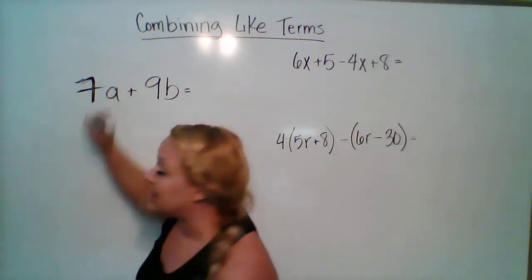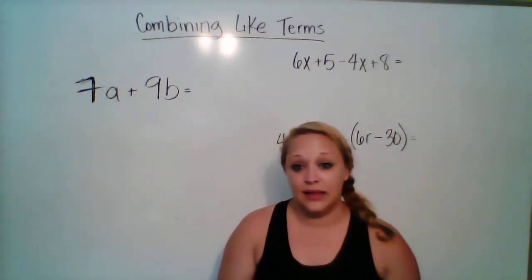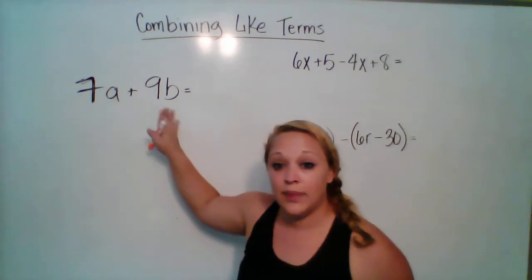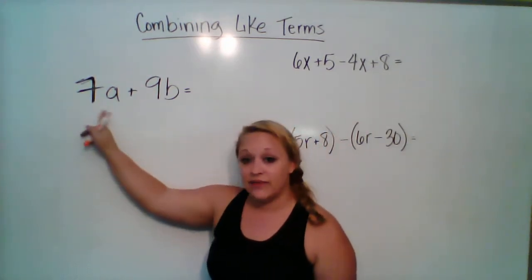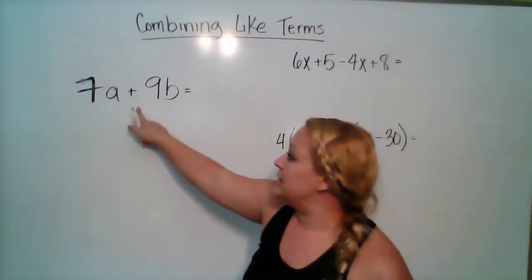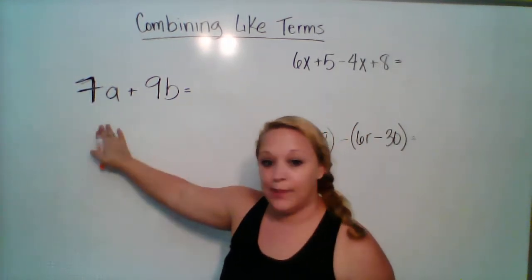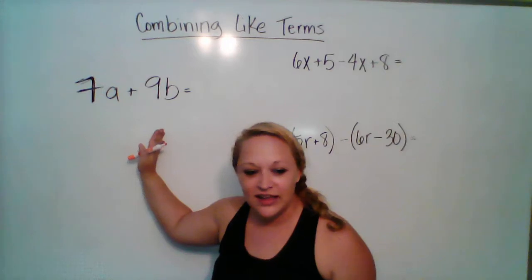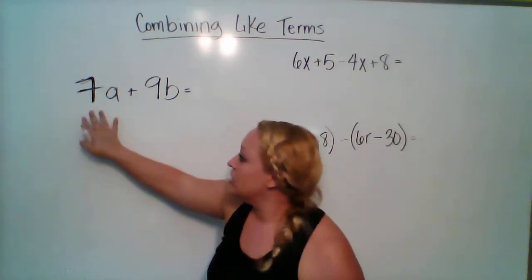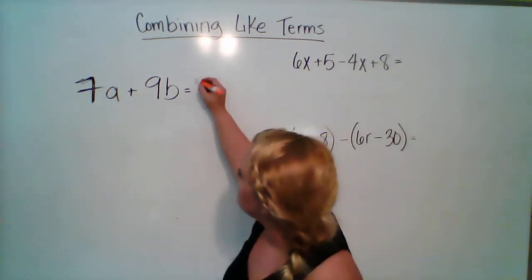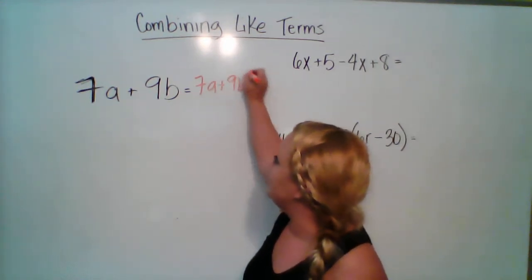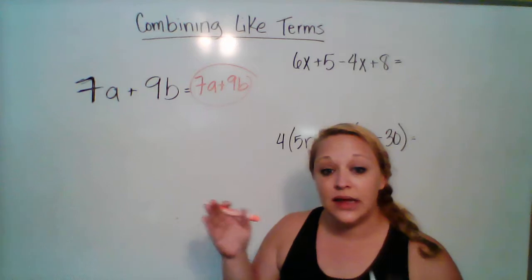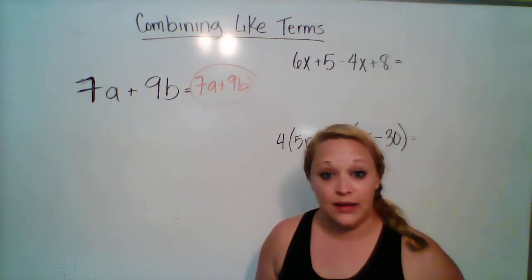But you can't. The reason you cannot add them is because an A cannot combine with a B. You can think about it like fruit. This means I have 7 apples, and this means I have 9 bananas. Apples and bananas, even though it makes a song, cannot be combined together. So the answer to this would actually still be 7 apples plus 9 bananas, and that's it. Because the letters are not the same, you cannot combine them.